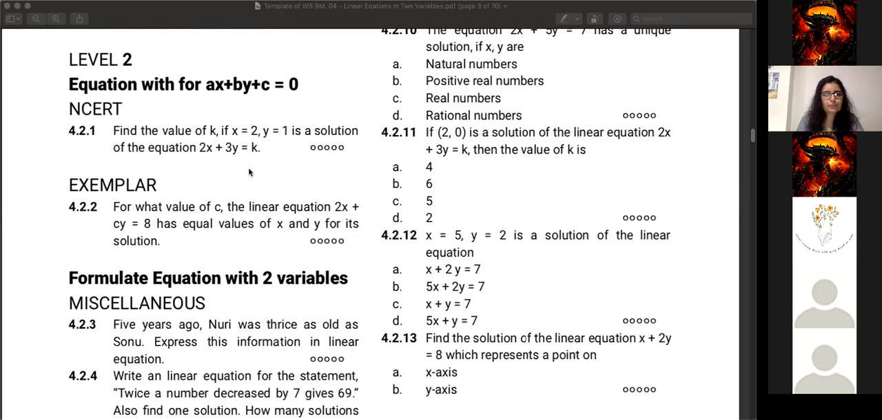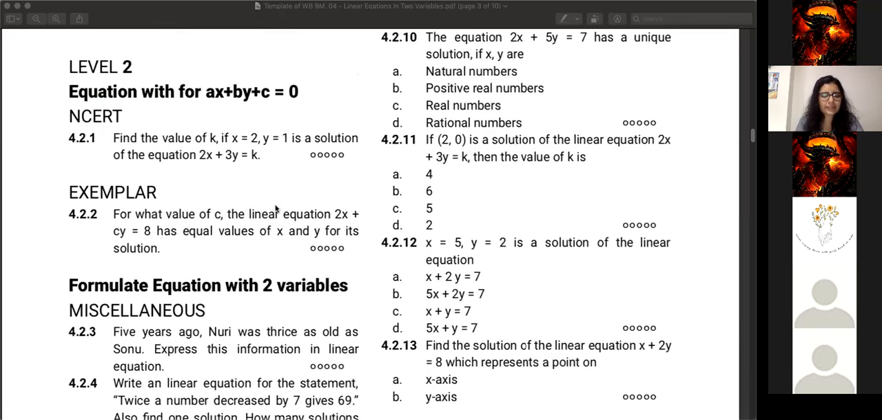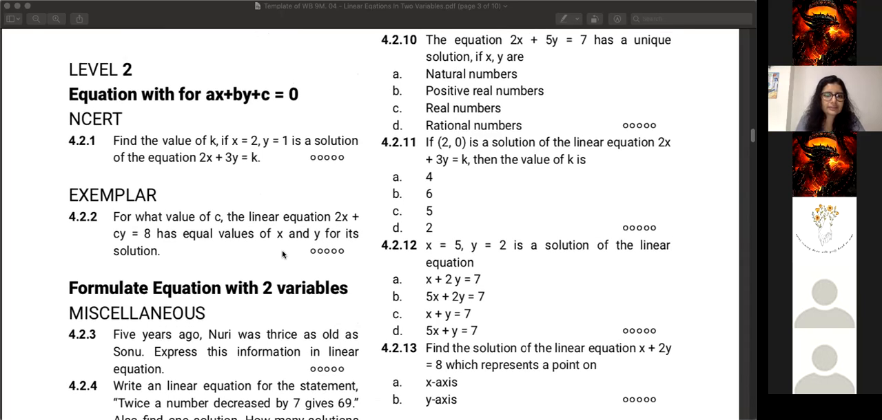So moving on to level 2. I'm not going to do NCERT because I feel like you might have enough practice with NCERT. Look at question number 2, level 2. For what value of c does the linear equation 2x plus cy equal to 8 have equal values of x and y for its solution? So there should be a solution such that x is equal to y. What should be the value of c in that case?